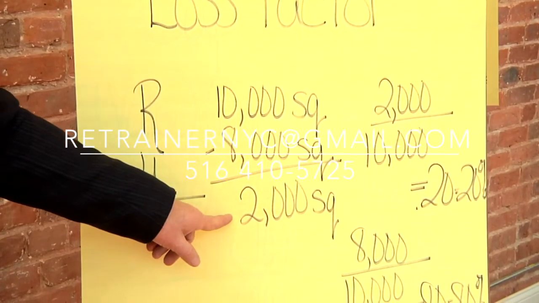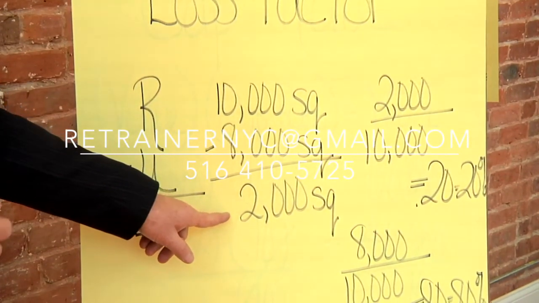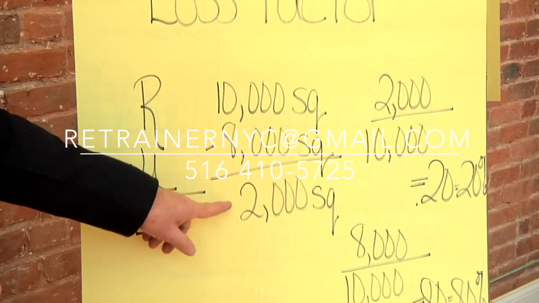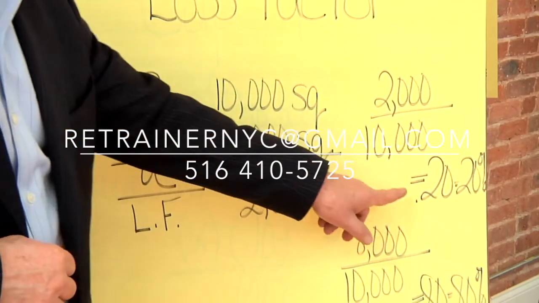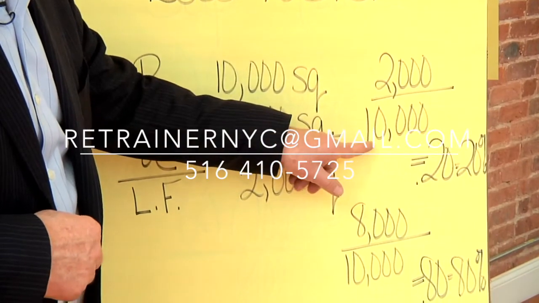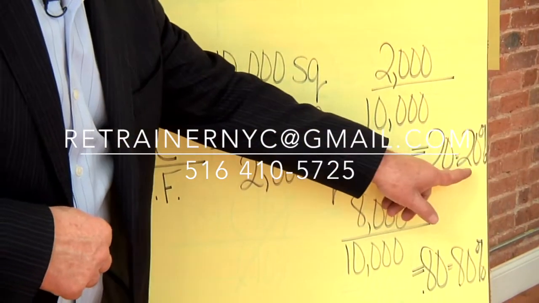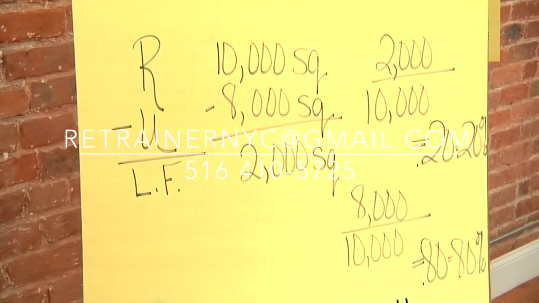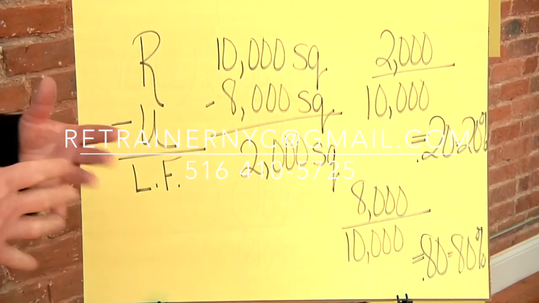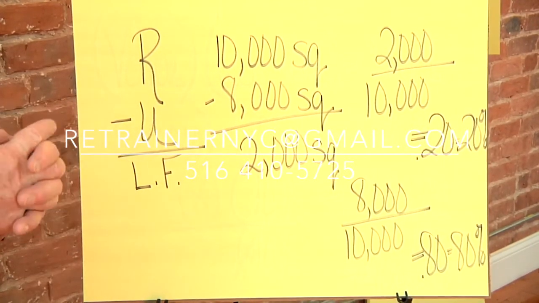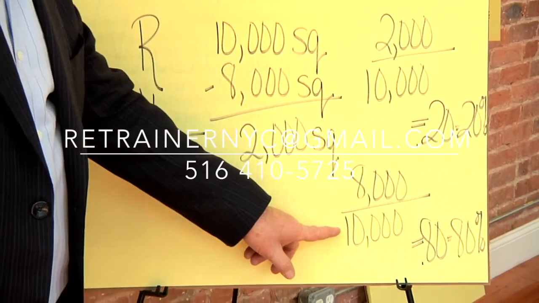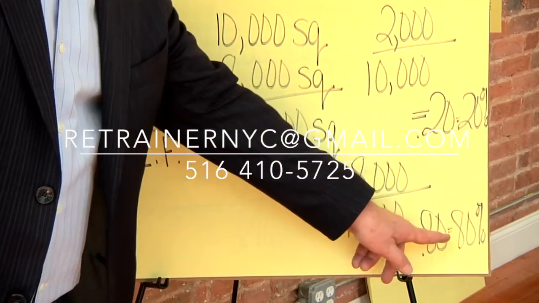But square foot is never going to be in your answer key. What's going to be in your answer key is percentages. This over this is the loss factor. So 2,000 over 10,000 is the loss factor. 0.20 is 20%. The flip side of that is what is the building's efficiency. That would be the 4 classrooms in one facility I teach at. 8,000 over 10,000 equals 0.80, which is 80%.